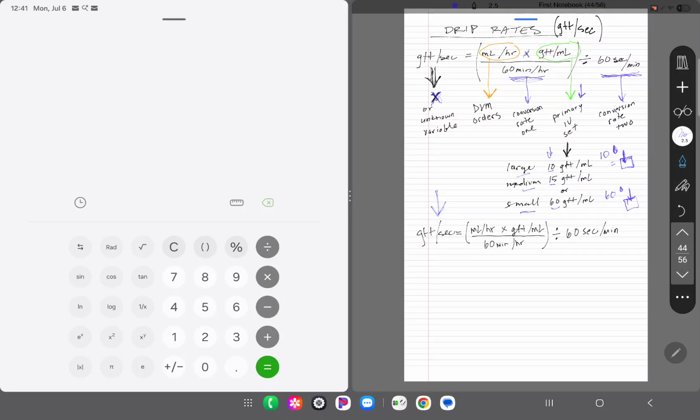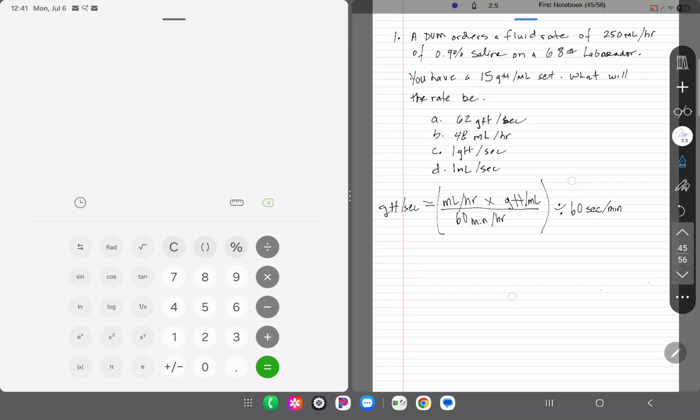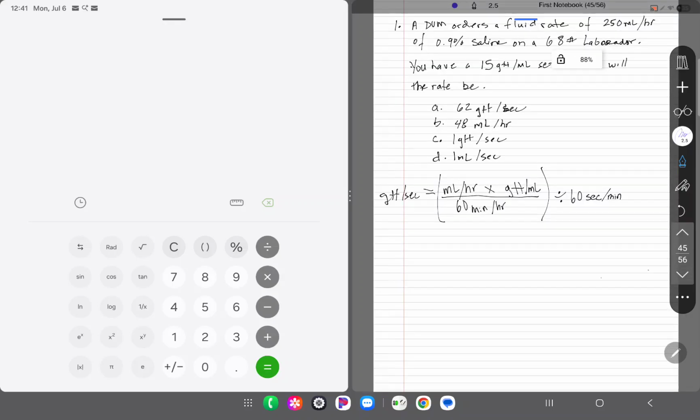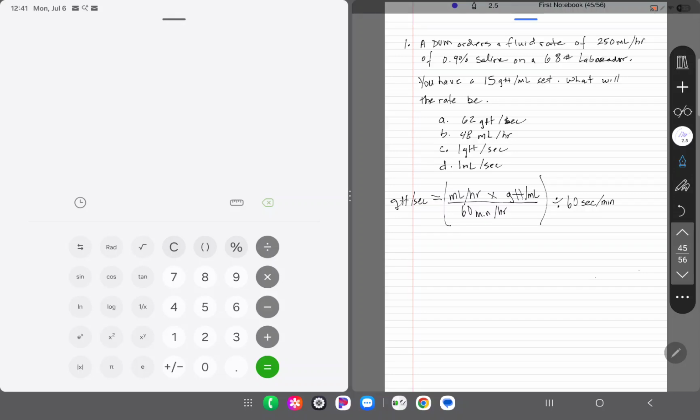Then we go back down here, and again, we write this out correctly 100 times, 1,000 times, whatever it takes, so that we do not forget it when it comes to our test. Because as long as you have all of these pieces written out correctly, you cannot make a mistake on that test. So let's discover why. Here's our question. A DVM orders a fluid rate of 250 mils per hour of 0.9% saline on a 68-pound Labrador. You have a 15 drop per mil set. What will the rate be?